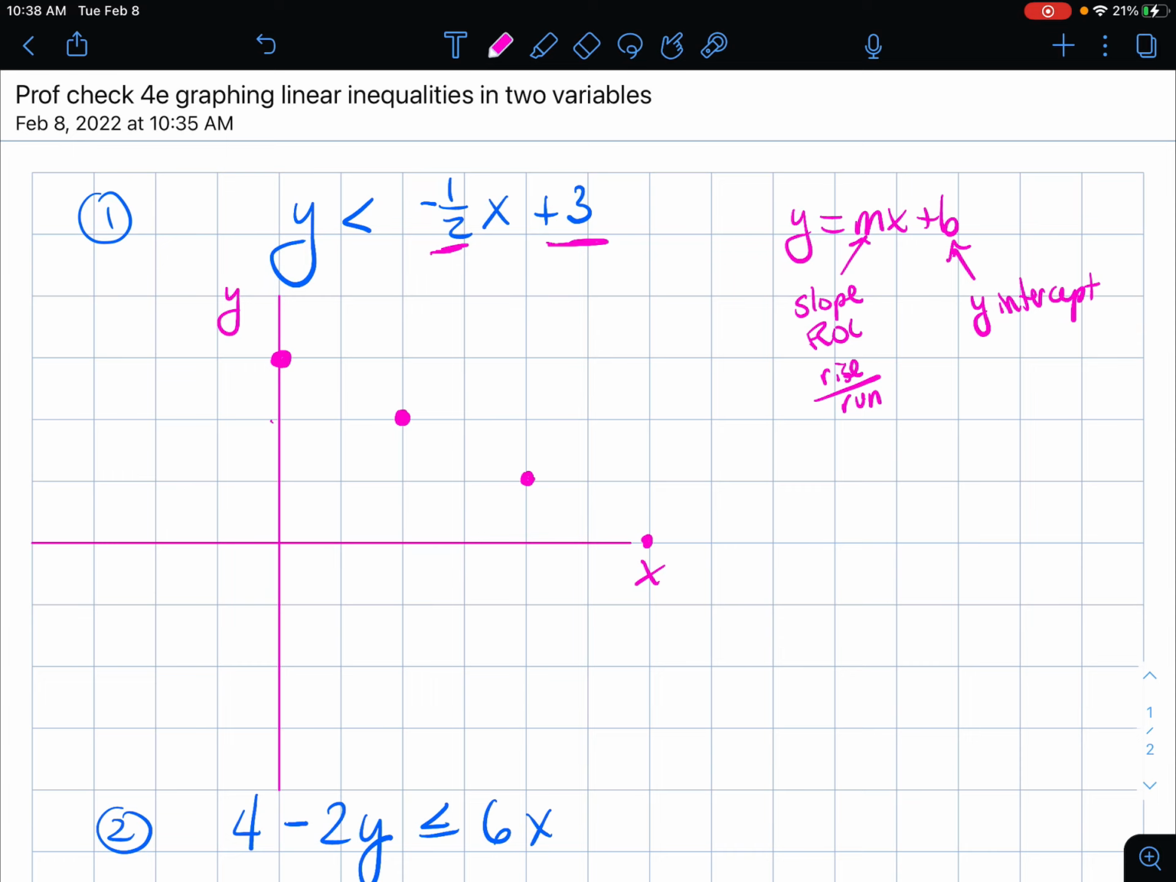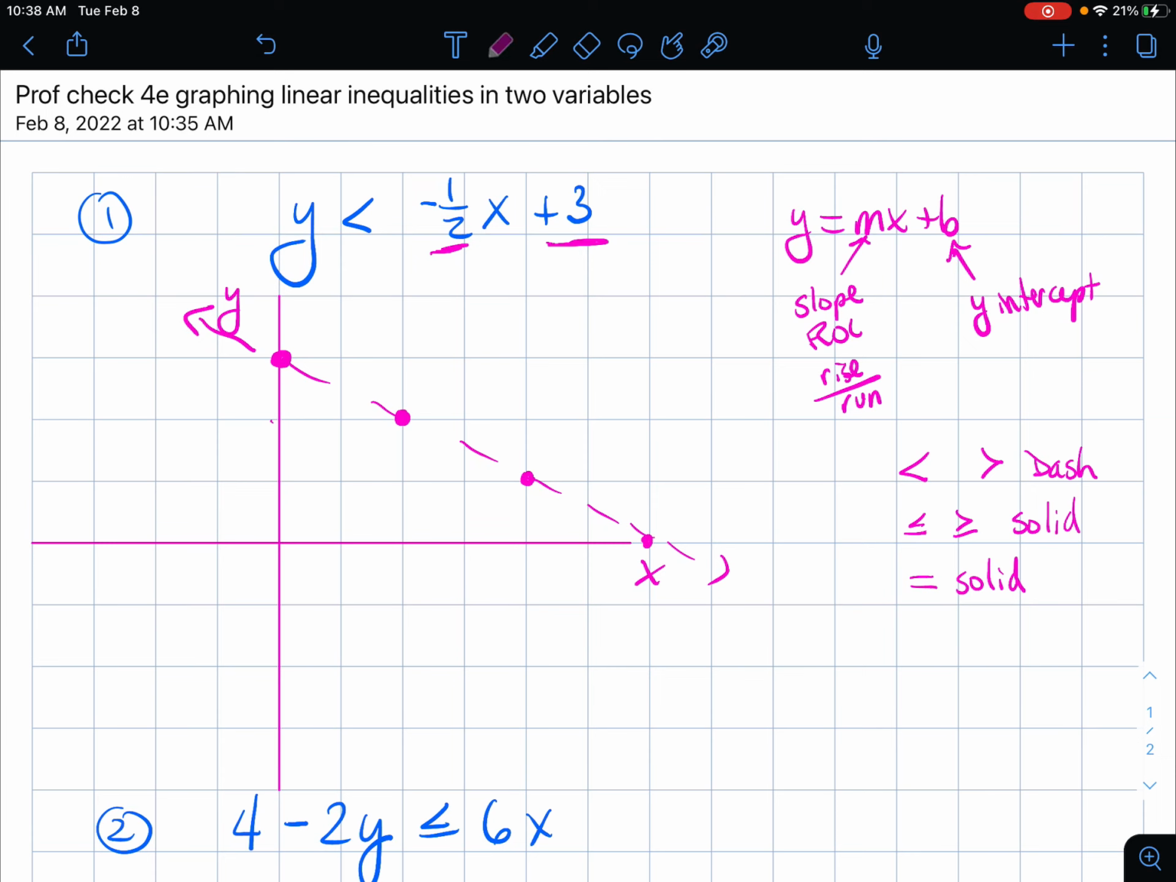The next thing to consider is, will this be a solid or a dashed line? If we have a less than or greater than, we have a dashed line. Less than or equal to, greater than or equal to will be solid. And of course, if we have an equation like we used to have, that's always solid. So this one, since I have a less than symbol, I shouldn't put the line there because now it looks like equal to. We're going to dash our line. We'll put arrows on both ends to show that it's going to continue.